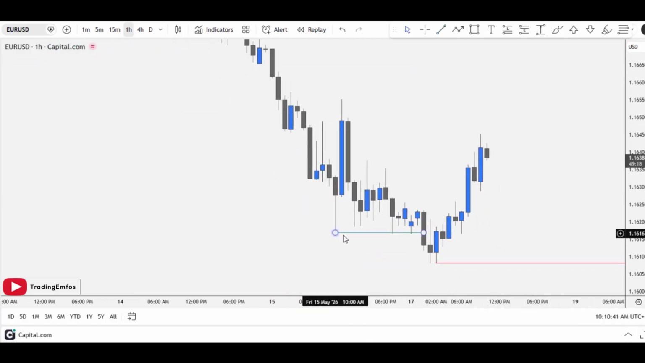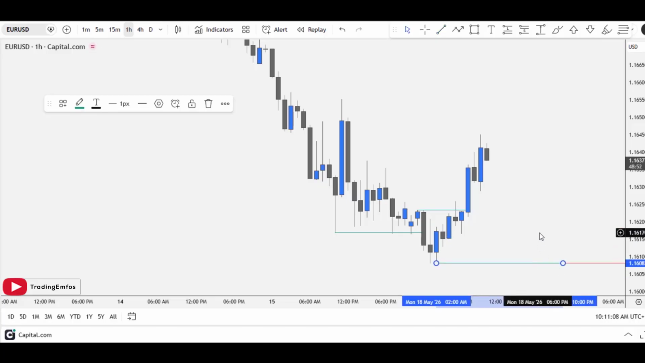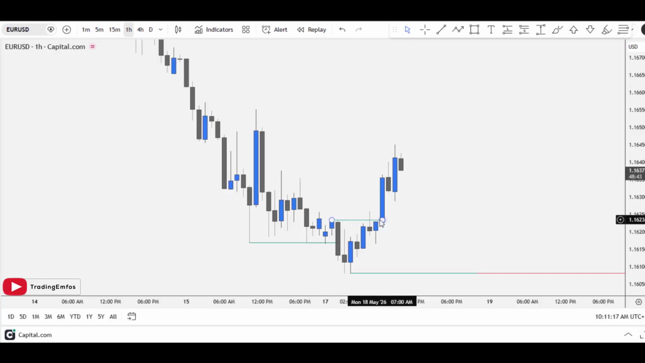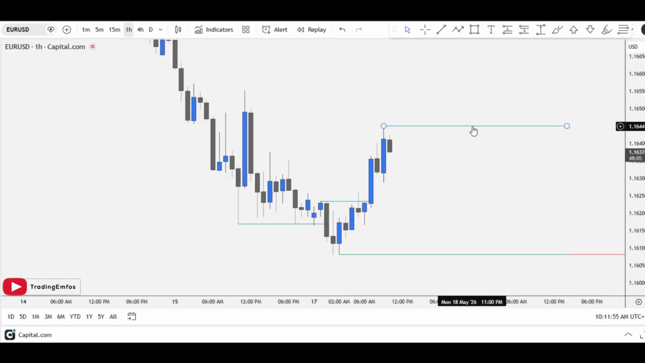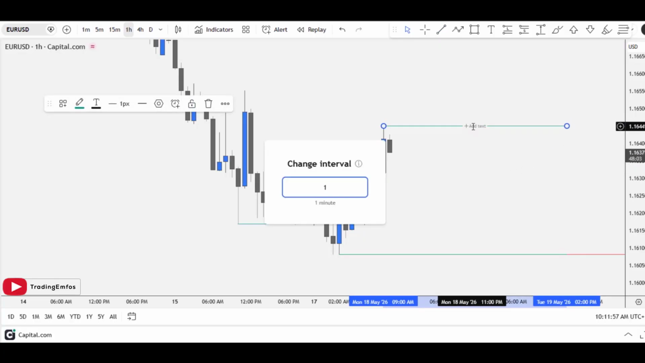As you can see, this low broke structure to the downside, so we are looking for a close up. This is our new close up, so this becomes our new high, and from this point of break, this candle is closing above the high of this candle. This becomes our new swing low, and the market broke structure to the upside here. This becomes our low. This becomes our new high, our new 1-hour swing high.